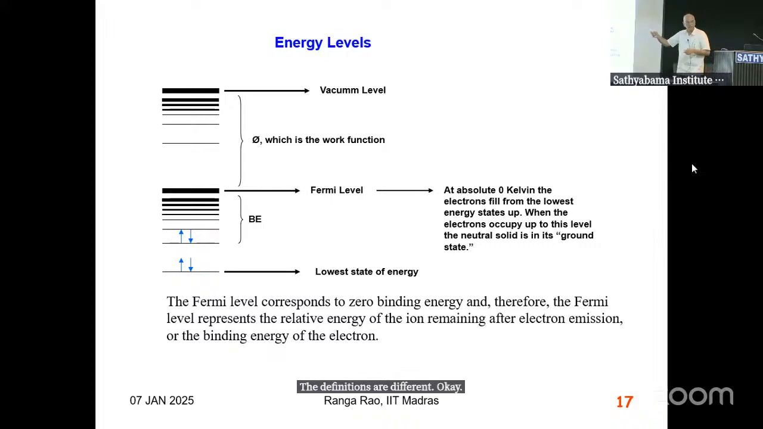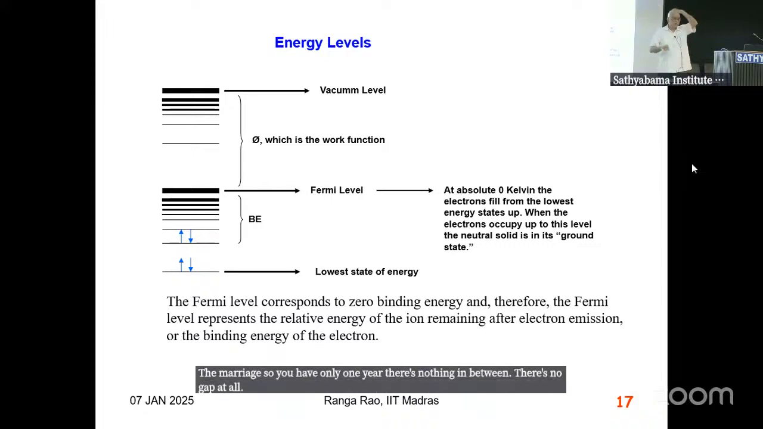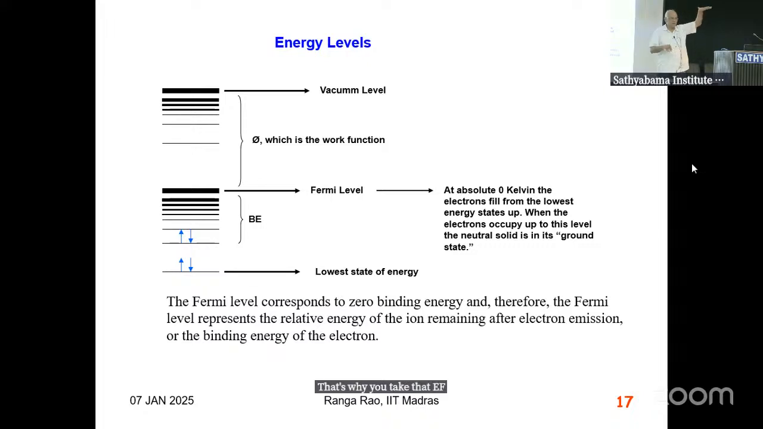Whereas in this case, there is no valence band and conduction band. They merge. So you have only one EF. There is nothing in between. There is no gap at all. That's why you take that EF as the top of the conduction band. There is only a conduction band. There is no valence band here. Only a conduction band.